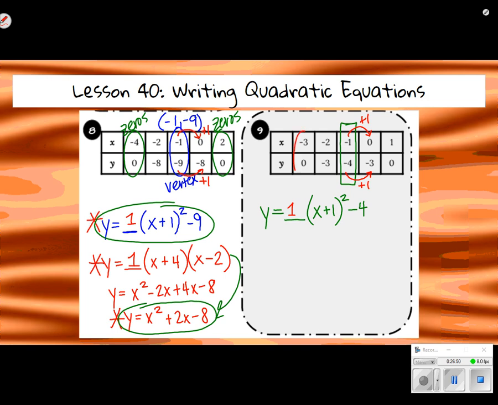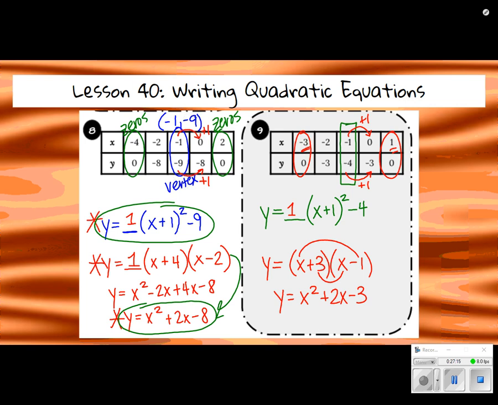The other one is using these zeros. We'll have x plus 3 for this guy. Remember, it changes to its opposite. And then x minus 1 for this guy. And so we would have x squared plus 2x minus 3. And we could check it in the graphing calculator and see if both of them are the same. Do we get that table? You know how to do that now, okay?